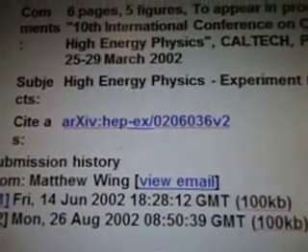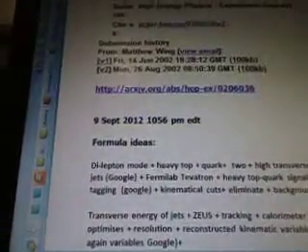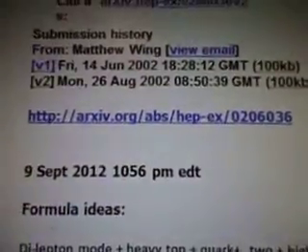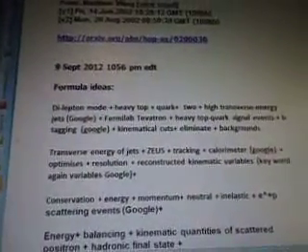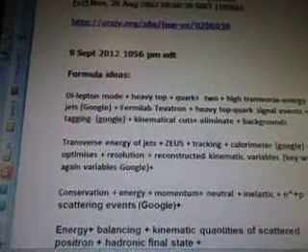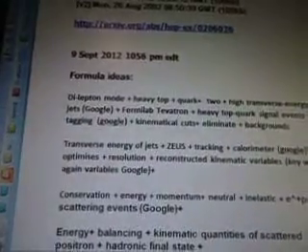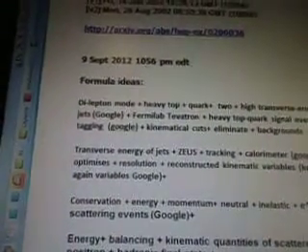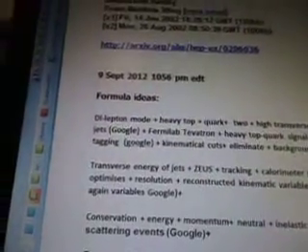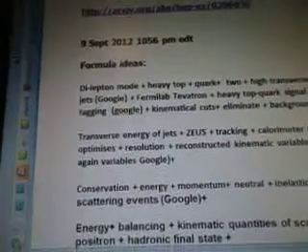They went to a conference on calorimetry in high energy physics at Caltech, Pasadena in March 2002. So there's the site number for that. Matthew Wing, and there's the link there. Okay. September 9th, formula idea. Dilepton mode plus heavy top plus quark plus 2 plus high transverse energy plus jets. I was Googling it to see what it meant, which is going to go in the next video, just so you know. Anytime I Google stuff, I stick it in the next video so we can look at what it means and what it has to do with this stuff.